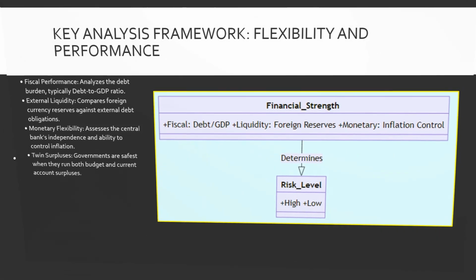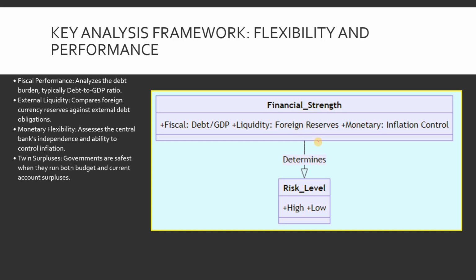Beyond structure, we must analyze a government's current financial performance and its flexibility to react to shocks. Fiscal performance is key, where we look at the debt burden, typically measured as the debt to GDP ratio. We also check external liquidity by comparing a country's foreign currency reserves against its upcoming external debt obligations. Monetary flexibility is also crucial. It tells us if the central bank is independent enough to control inflation without political interference.